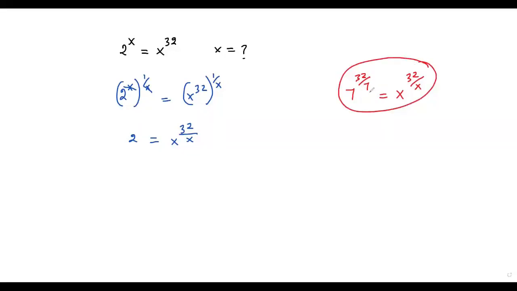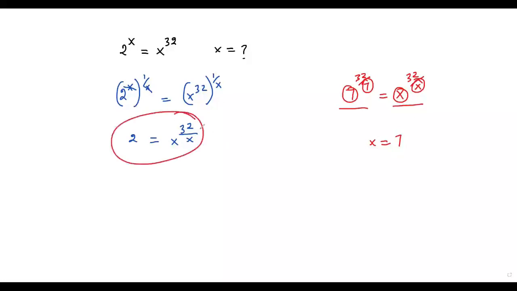Just consider this equation. Here, these two terms are equal. At the exponent, we have a fraction for both the terms, and we have 32 in the numerator on both sides. Here on the left side, at the position of x, what number do we have? We have 7. Since the two terms are equal, we can say that x equals 7. So this is the idea we are going to apply in the upcoming steps of our problem.